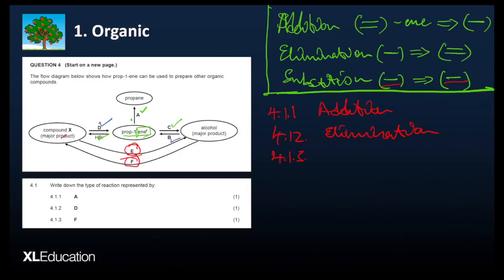4.1.3, these are easy marks, guys. F is a reaction where a saturated molecule is reacting to give us another saturated molecule. So obviously that one is a substitution reaction, right? Before I go further, I just want to bring to your attention that alcohols are what is going to be tested. You should know that alcohols always need acids to undergo elimination or substitution.